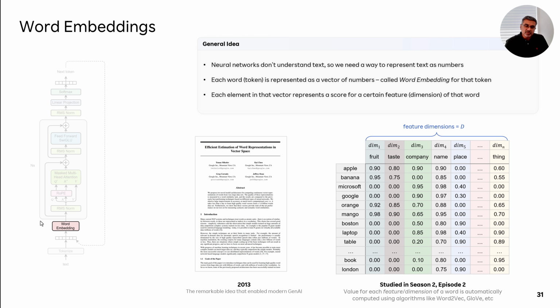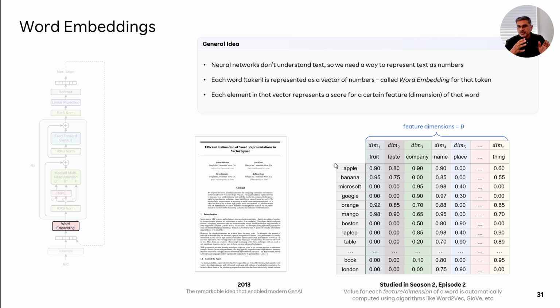And the key idea here was the following. The way you could convert text to numbers or numeric format is to assume that each word can be represented as an array of different features that represent that word. For example, if you look at the word apple over here, apple could have certain feature dimensions like, is it a fruit? Yes. Does it have taste? Yes. Is it a company? Yes, because apple is also the name of a company. Is it a name? Is it a place?